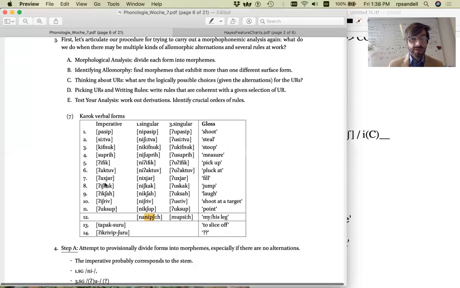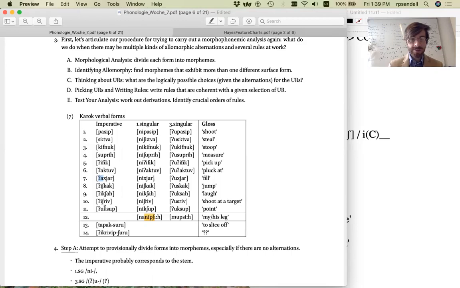So notice here, let's take number 7 as our example. In the imperative, the form is ahar, but in the first singular, it's nihyar. So both the glottal stop and the ah that occur at the beginning of the imperative form are missing in the first singular, and they're also missing in the third singular. Instead, we have ni and u at the beginning of the word instead of ah.